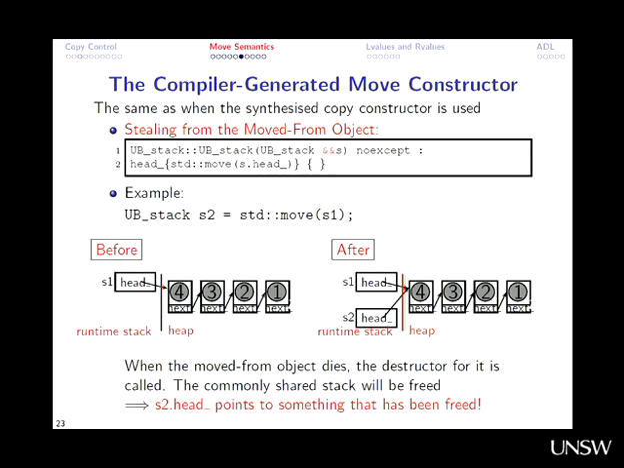So let's look at the compiler-generated move constructor. Like I said, it's wrong. The reason why it's wrong is because of this. You might use it in this case: UB stack S2 equals std::move S1. Before, S1 pointed to this data. Afterwards, S1 and S2 both point to this data. And now when S1 goes out of scope, the destructor for S1 is called, and this commonly shared stack memory gets freed. Now S2 points to something that's been freed in memory, and we have a memory corruption.